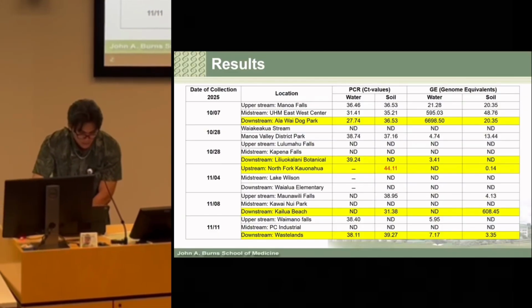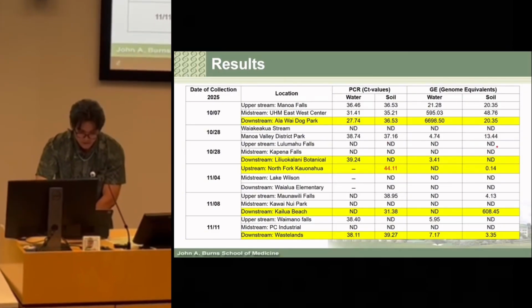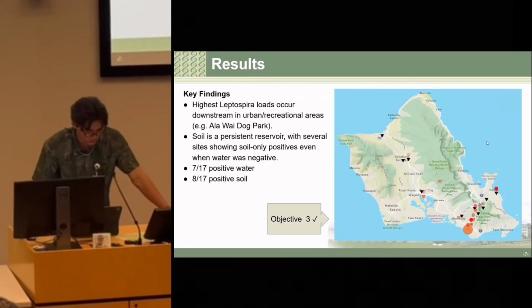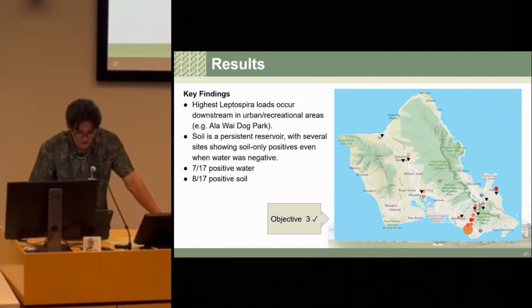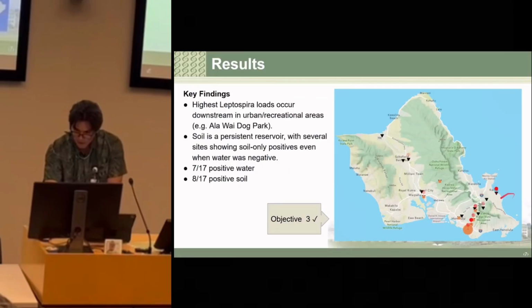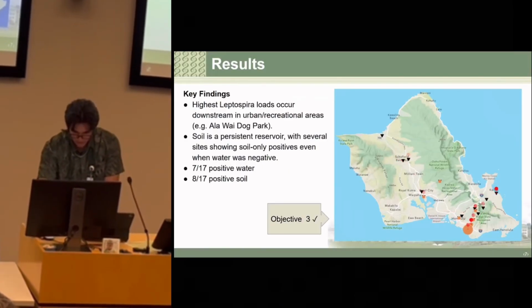And looking at this table, we can see that 7 of the 17 water samples tested positive, and 8 of the 17 soil samples also tested positive. There was a prevalence in the Manoa Stream, Nuuanu Stream, North Fork, Kawa Nui Hua Stream, Monowili Stream, and Waimano Stream. All these areas right here, here, here, and here. Also here.